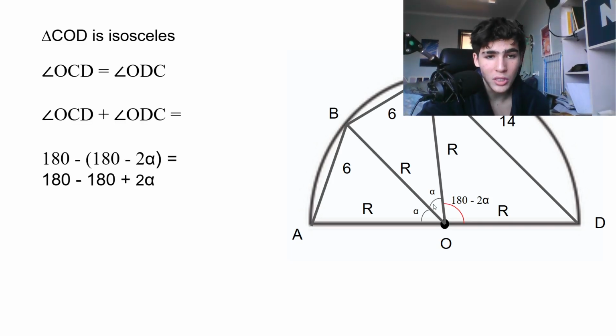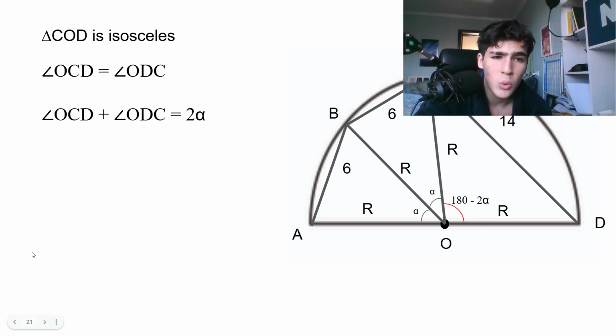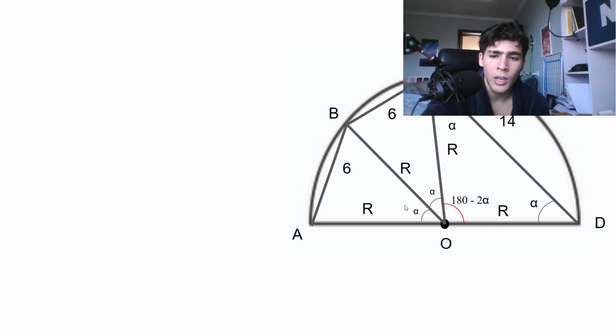Angle OCD plus angle ODC is equal to 180 minus this angle, 180 minus 2 alpha, and this leaves us with 2 alpha. The sum of the other angles has to equal 2 alpha. We already know that these angles are equal to each other and their sum is 2 alpha. Therefore, each of them will be 2 alpha divided by 2, which is alpha. Now let's clean things up a little bit and leave these 2 alphas intact.